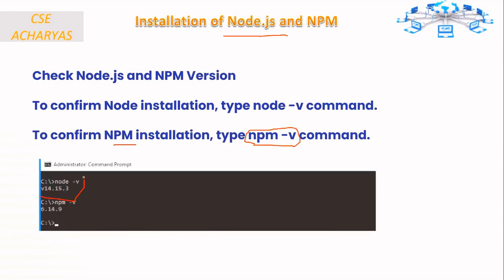Once I run it, I automatically get the npm version. The version is this on my PC. This is a way to install and check Node.js and npm.